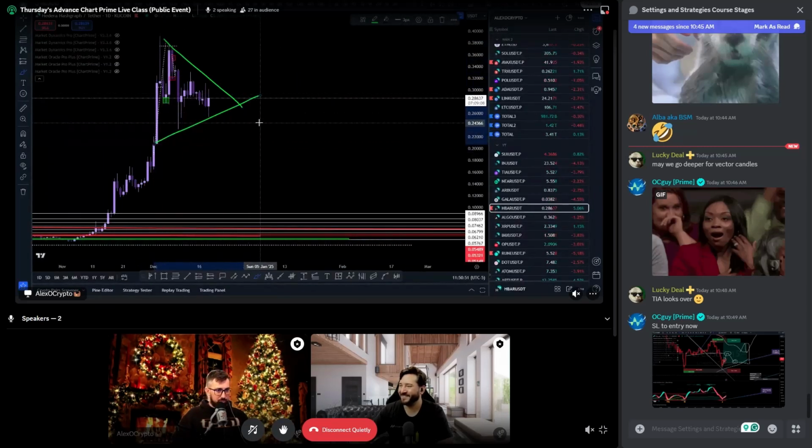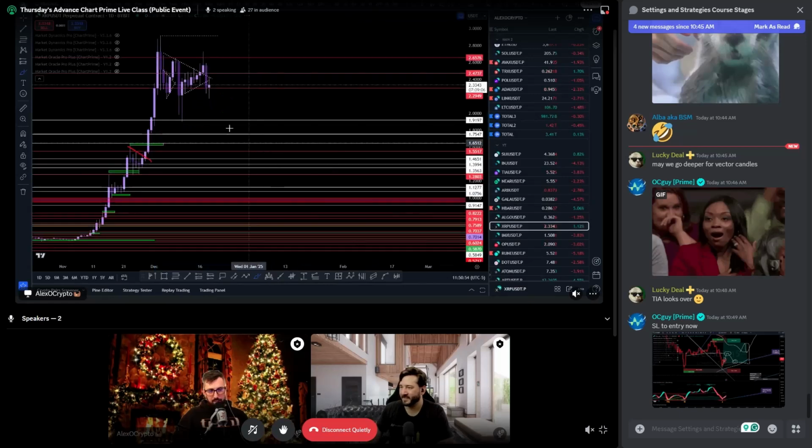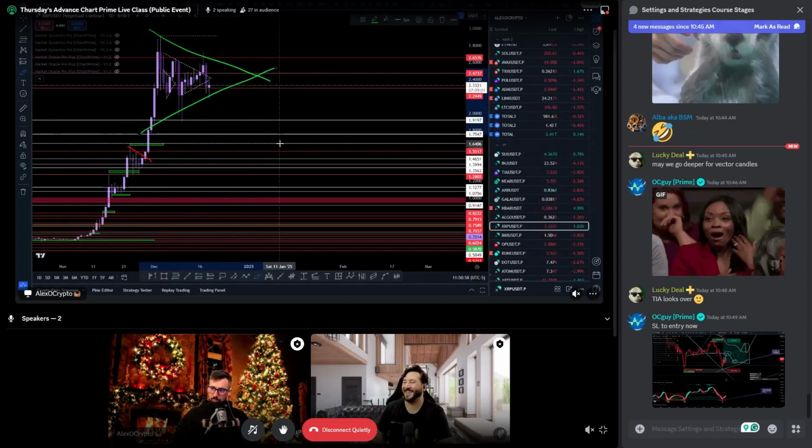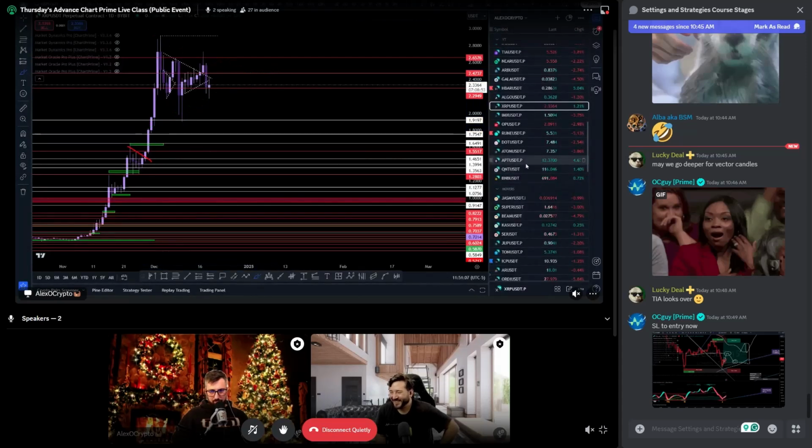Even H bar looking bullish, but pennant. Even XRP, our favorite coin here. All right? Our favorite coin. Holding on for dear life, right? Oh yeah.